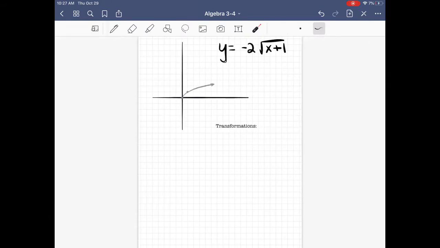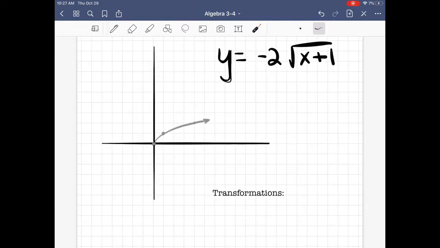So let's take a look at an example here. So here I have y equals negative 2 times the square root of x plus 1. This is our parent graph here. I just copied it from my table before. And I'm going to transform this parent graph by just starting out by labeling the transformations here. I see I have a negative 2 and a 1, and again, this is a square root function.